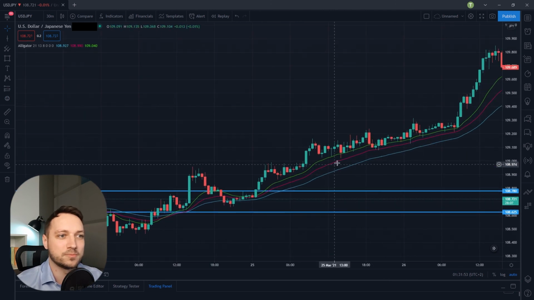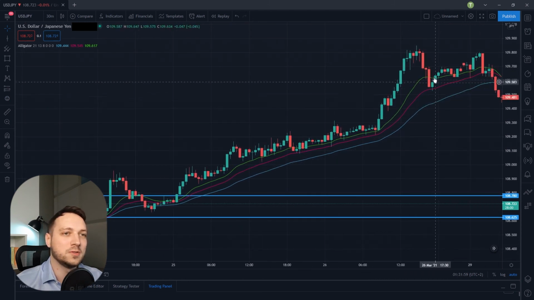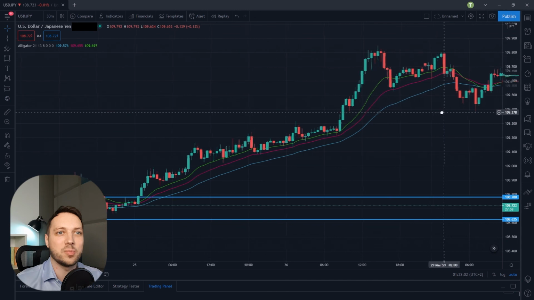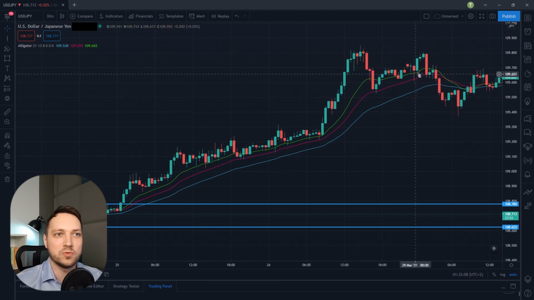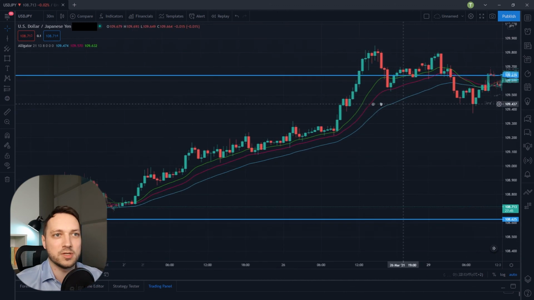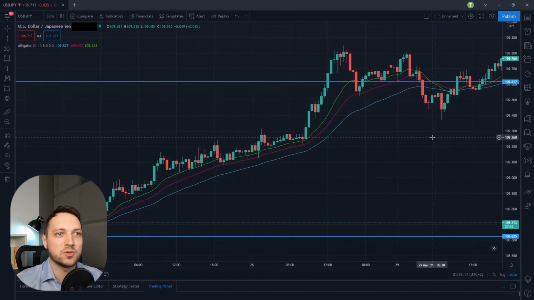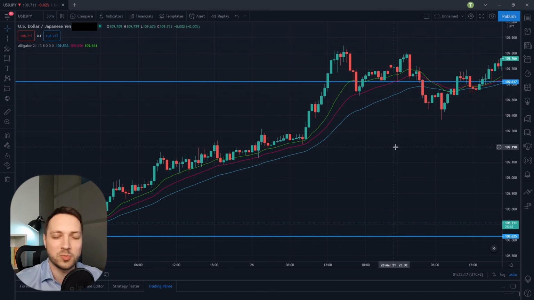even though we could exit multiple times. We could continue to hold this trade up until the lips, the green moving average, crosses the other two lines. So the profit would be much greater in this situation if we could combine those two trades. So basically this is how you use the Alligator indicator.